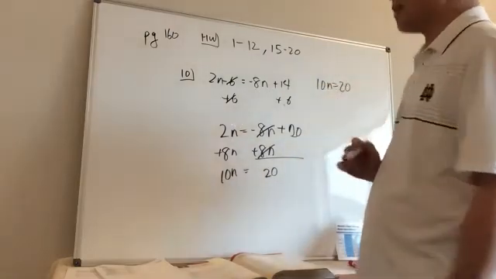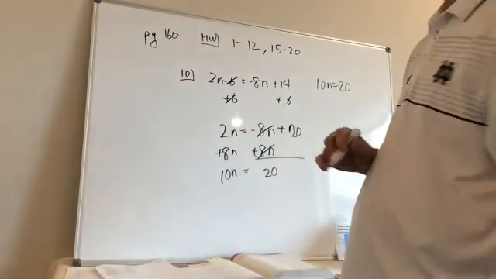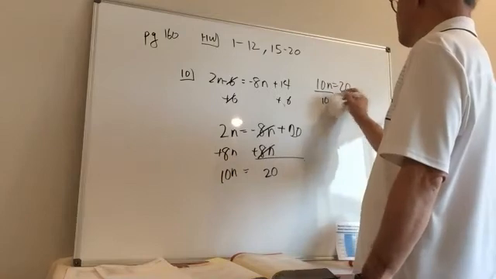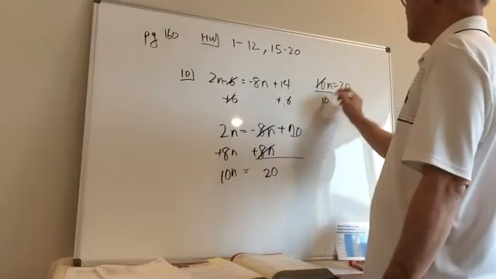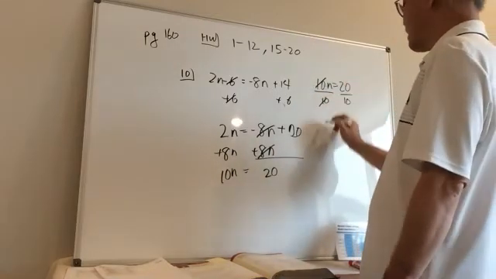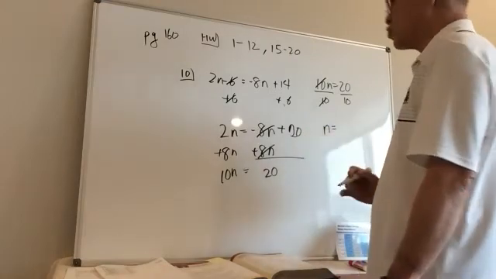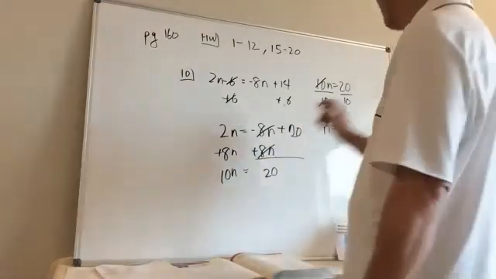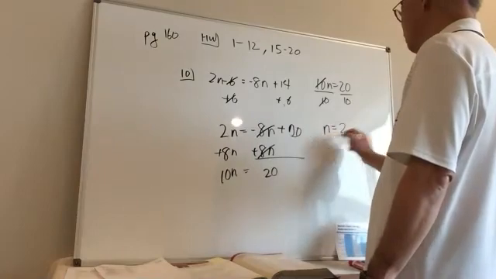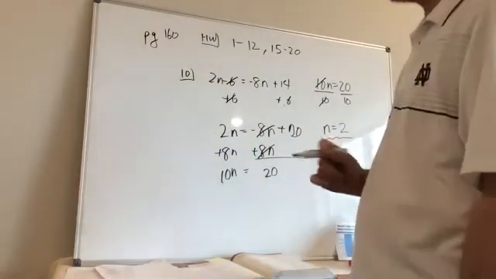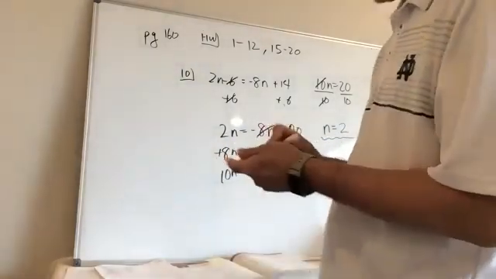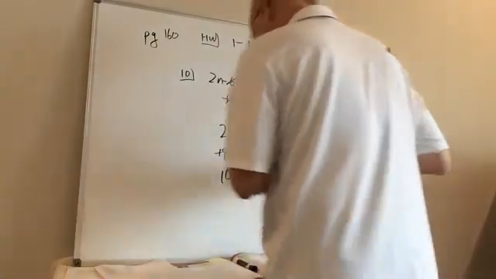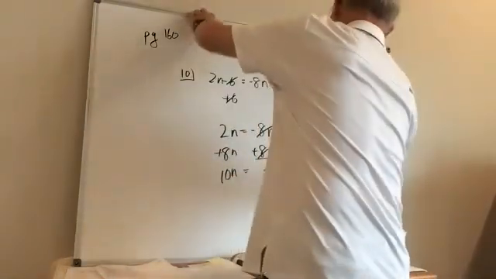What's our next step? You'll divide by 10 on both sides. This 10 cancels out. I have just n left over. What is 20 divided by 10? 2. So that's your answer. Your answer is 2. Okay? Good work. All right.